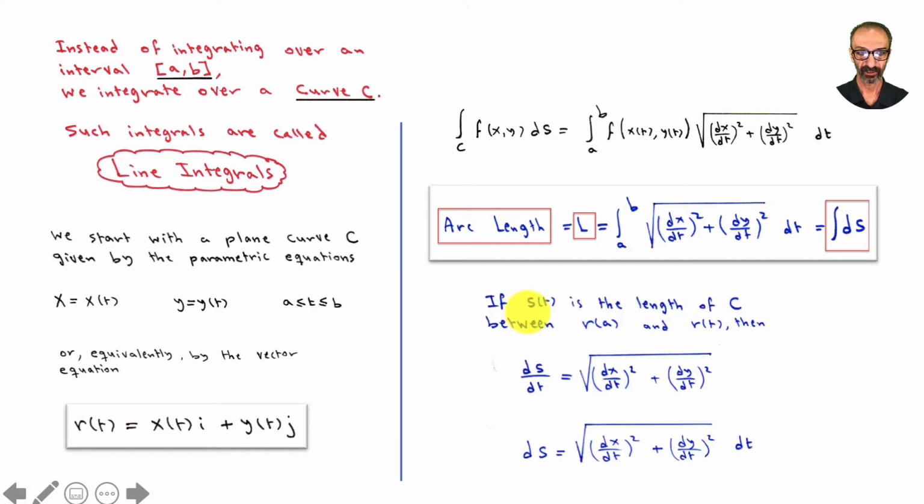So if s of t is the length of C between r of a and r of b, then ds dt is also from the first slide, almost. So ds, keeping it by itself, will be the square root dt. You're going to see this a lot in the coming sections and the integration.